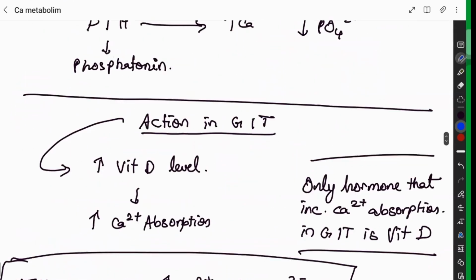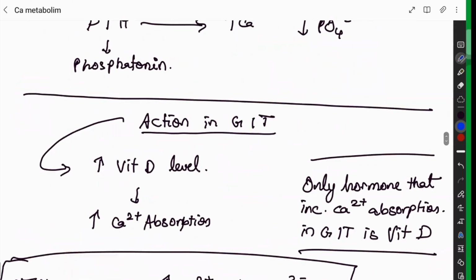Now coming to the action in the GIT. In the GIT, the parathyroid hormone does not act directly. Rather, it acts through vitamin D. Your parathyroid hormone increases calcium absorption in the intestine by stimulating the production of vitamin D. It produces a lot of vitamin D.